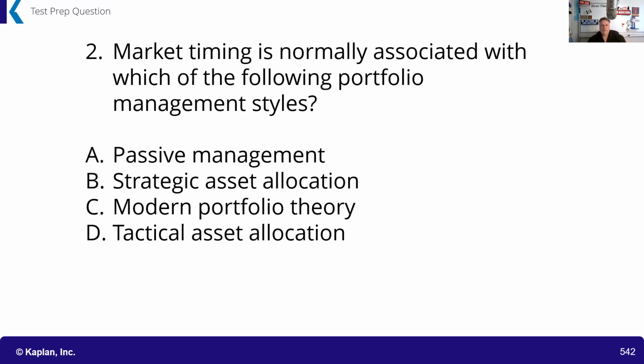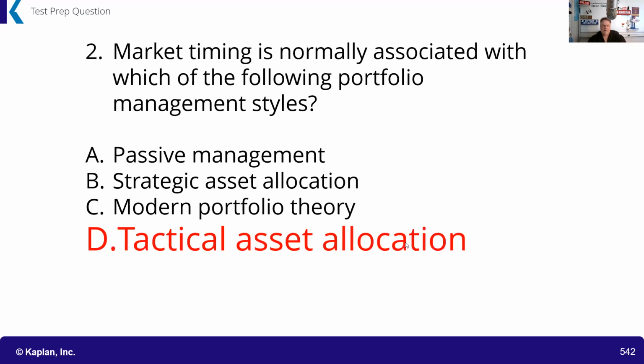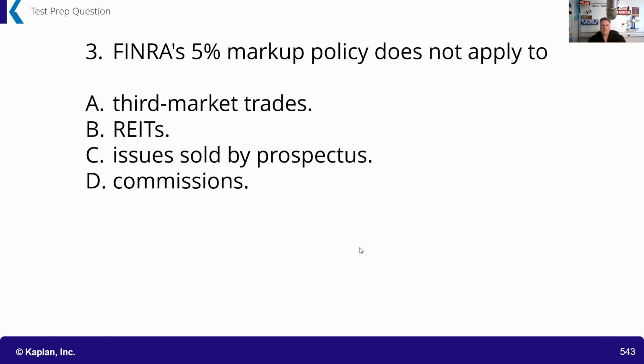Market timing is normally associated with which of the following? So, you know, if you're going to be aggressive like that, we call that tactical asset allocation, right? You're moving money around. By the way, that means you're going to have additional cost, less tax efficiency. So that's called tactical asset allocation.